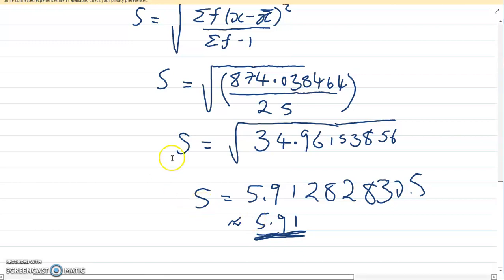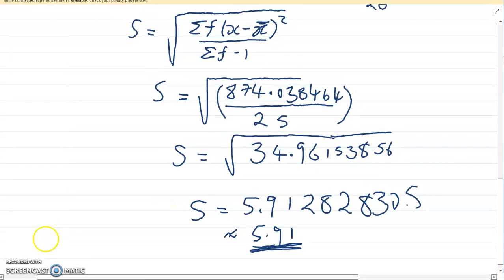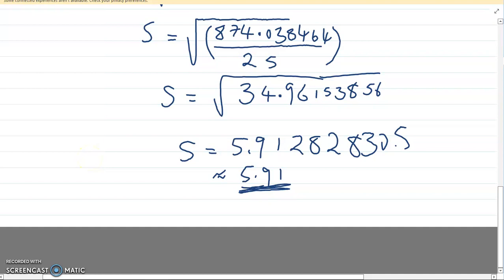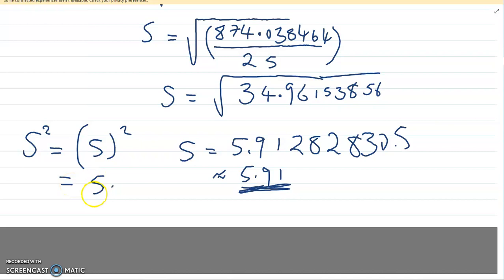If you were asked to find the variance, remember variance is the standard deviation squared. So you just get the standard deviation that you've been given and you square that. So which is 5.91. Then you square that. Then that will be your variance, which is 34.94 something. All right, so this is it for this part.